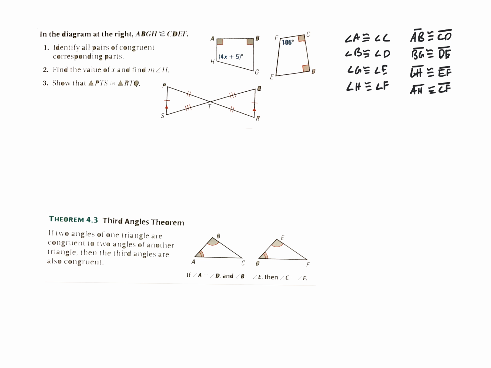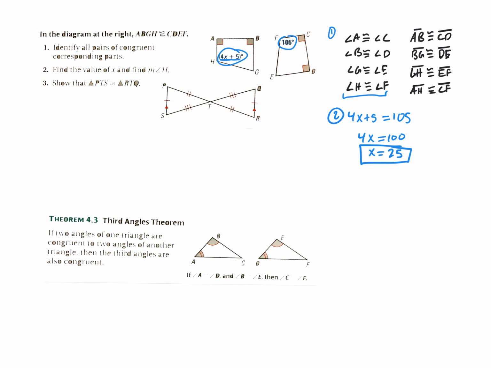Part 2 says find the value of x and find the measure of angle H. So two parts to that. For part 2, I need to find the value of x. Notice I have an x right here and there. Remember, H is the same thing as F, so this angle and this angle must be the same. So 4x plus 5 must equal 105. Subtracting 5 from both sides, 4x is equal to 100. When I divide by 4, x is equal to 25, which is one thing that they asked for.